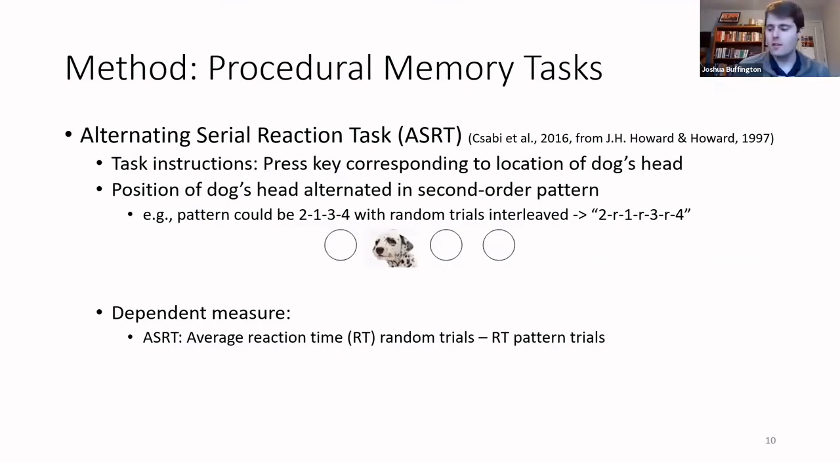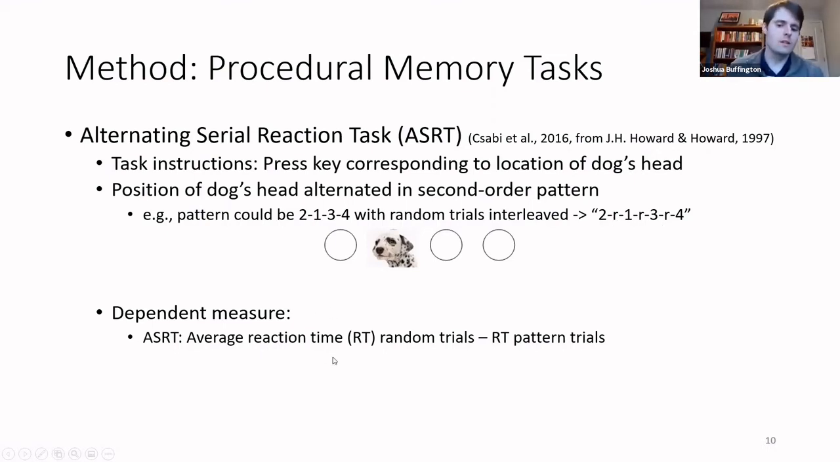The first task is the alternating serial reaction task, or ASRT. In this task, participants were instructed to press a key corresponding to the location of a dog's head, which you see right here. The position of the dog's head alternated in a pattern such that every other trial was part of the pattern. So for example, if the pattern was 2, 1, 3, 4, with the numbers corresponding to locations, random trials would occur after each pattern trial.